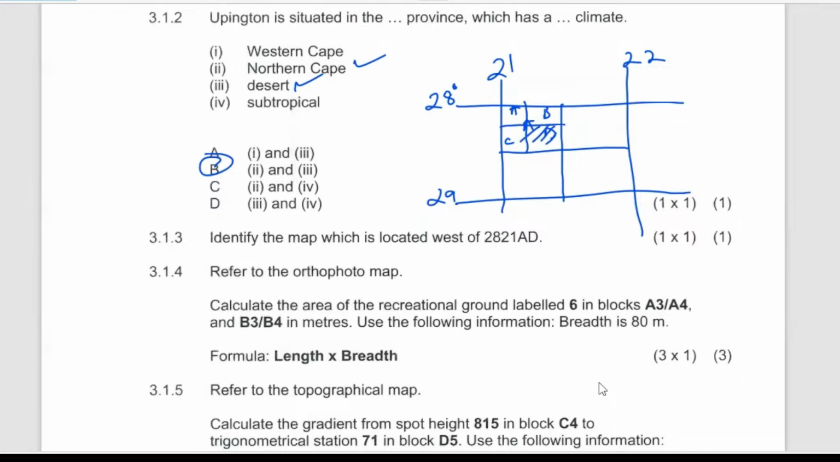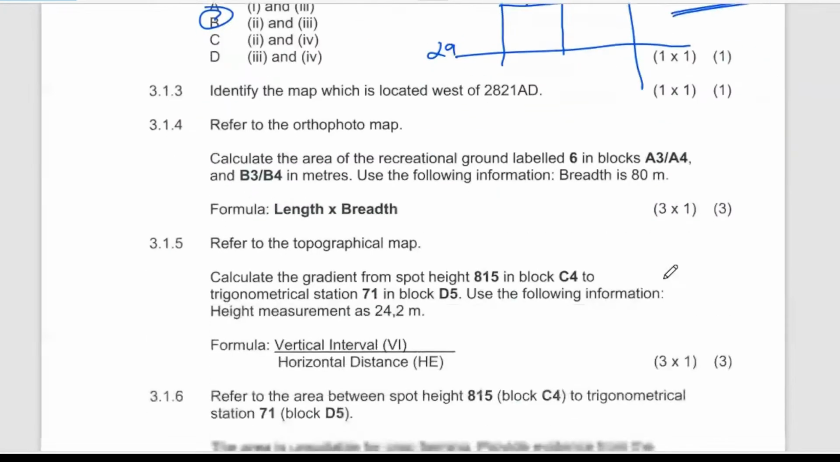Right, so a map to the west, the western direction, we are looking at this side, west, and this is our east. So to the west, we want the reference of this map. The reference of this map is still the same reference, 28, 21, we are in the same block, we did not change. And our bigger block is still A, our smaller block is now C. So this is the reference, 2821 AC. This is the map to the west of this given block here, using our grid referencing. Right, we move on to the next question.